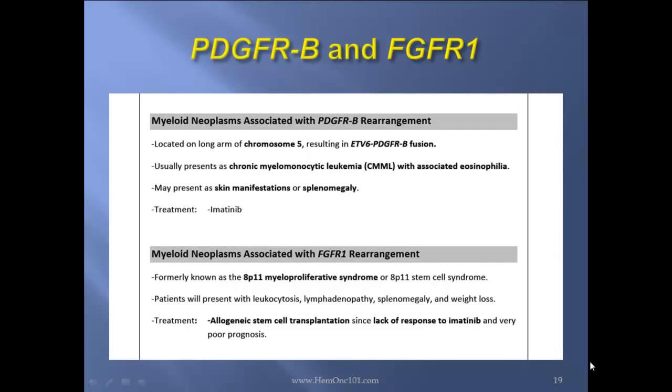PDGFR-B and FGFR1. Myeloneoplasms associated with PDGFR-B rearrangement. Located in the long arm of chromosome 5, resulting in ETV6-PDGFR-B fusion. Usually presents as chronic myelomonocytic leukemia, CMML, with associated eosinophilia. May present with skin manifestations and splenomegaly. Treatment, imatinib. Myeloneoplasms associated with FGFR1 rearrangement, formerly known as the 8p11 myeloproliferative syndrome or 8p11 stem cell syndrome. Patients will present with leukocytosis, lymphadenopathy, splenomegaly, and weight loss. Treatment, allogeneic stem cell transplantation, since lack of response to imatinib and very poor prognosis.